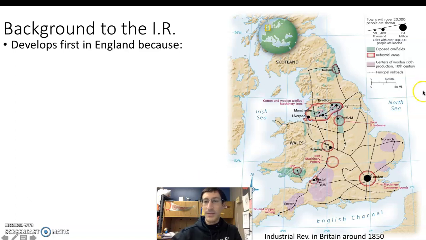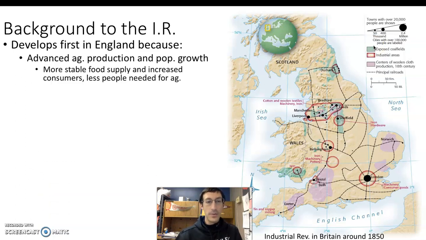If you look at this map, they have a number of different industrial areas that were set up for it. And then they also have the labor force that would allow for it at the same time. They have that advanced agricultural production that also helps, as well as population growth. Thus they need a number of people that can work in said factories to produce a lot of goods. So it's a more stable food supply, leading to an increased number of consumers, and thus we need fewer people for agriculture so they can go off and pursue other types of work.